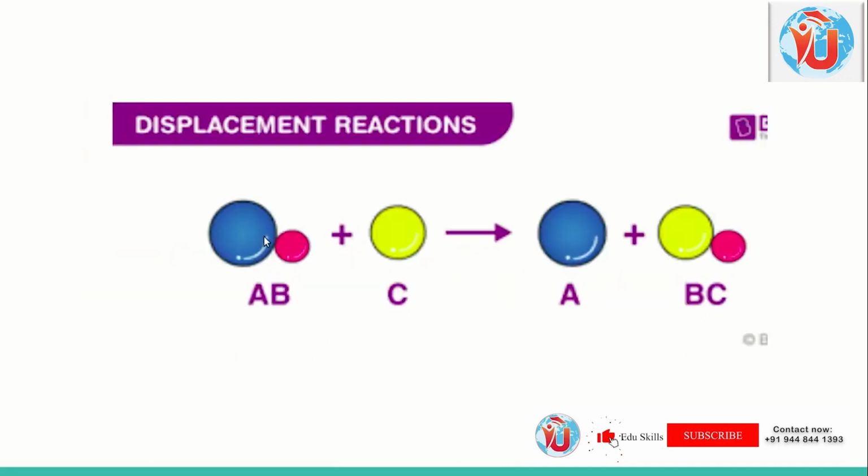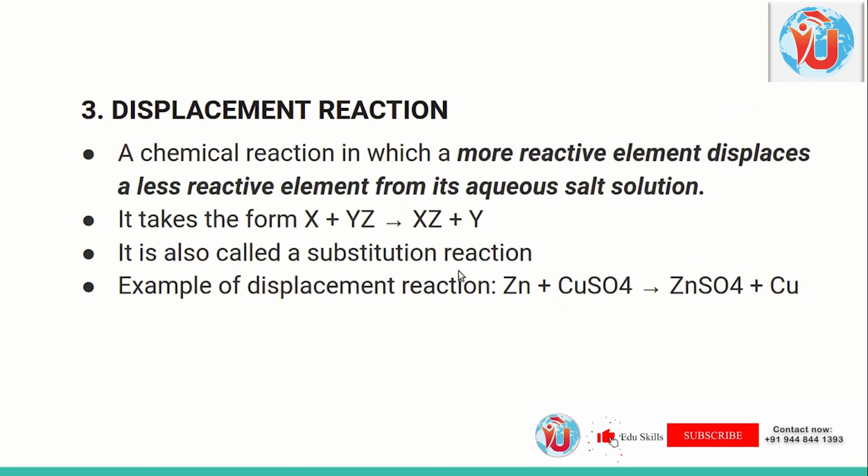That is, here we have one compound AB and another one C. They are the reactants. They react with each other, and here we can see that our C is more reactive than A. So C kicks A out of its place and takes the place of A. So a new compound BC is formed along with our A. So it is also called a substitution reaction. As in here, there is a substitution of elements that takes place.